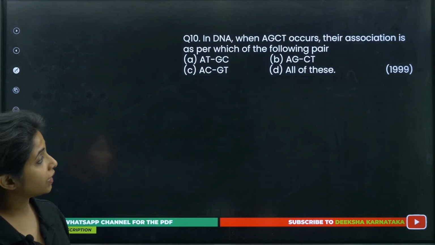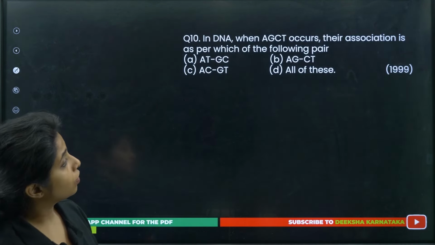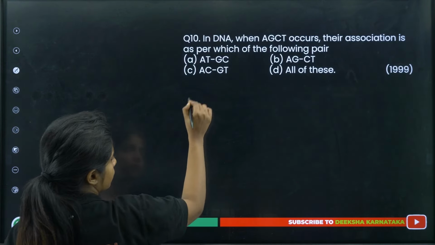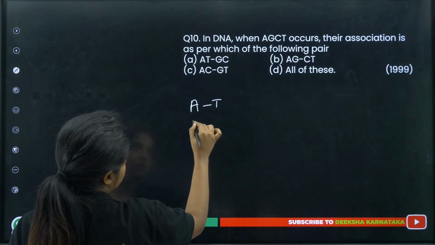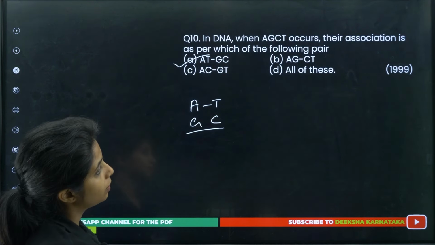Going ahead. In DNA, when A, G, C, T occur, their association is as per which of the following pairs? So A-T and G-C. That is the thing. It's given over here, the same thing.